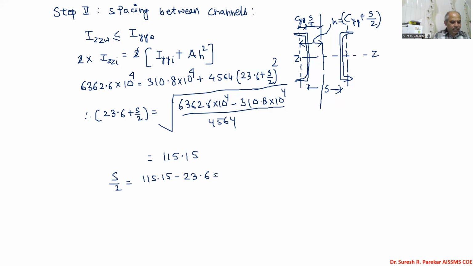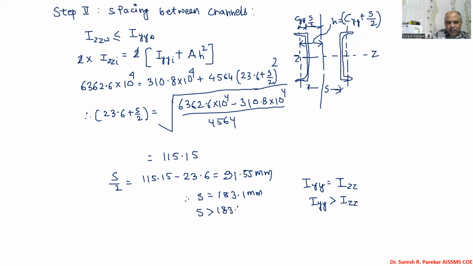So 115.15 minus 23.6 is 91.55 millimeters. And therefore, S equal to 183.1 millimeters. Now from this we will get IYY equal to IZZ. But we have to provide IYY greater than IZZ so that the section will be economical. And therefore S should be greater than 183.1 millimeter.